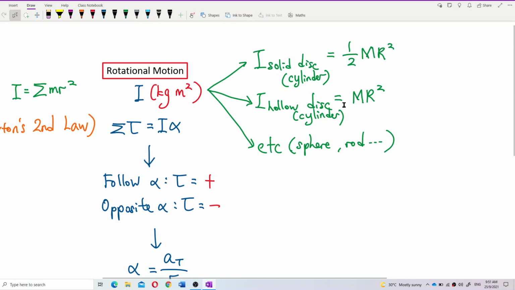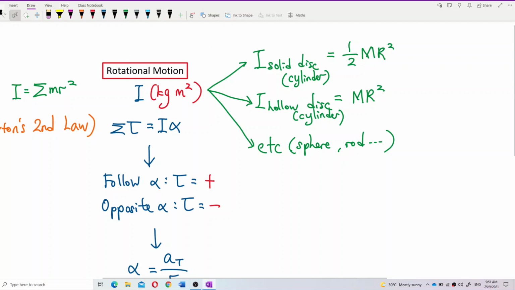If solid disc, it is half m r square. If hollow disk, it is m r square. Solid disk has lower moment of inertia. Hollow disk has higher moment of inertia. So this question is about a uniform disk. Uniform disk means it's not hollow, it's a solid disk. So it's half m r square.